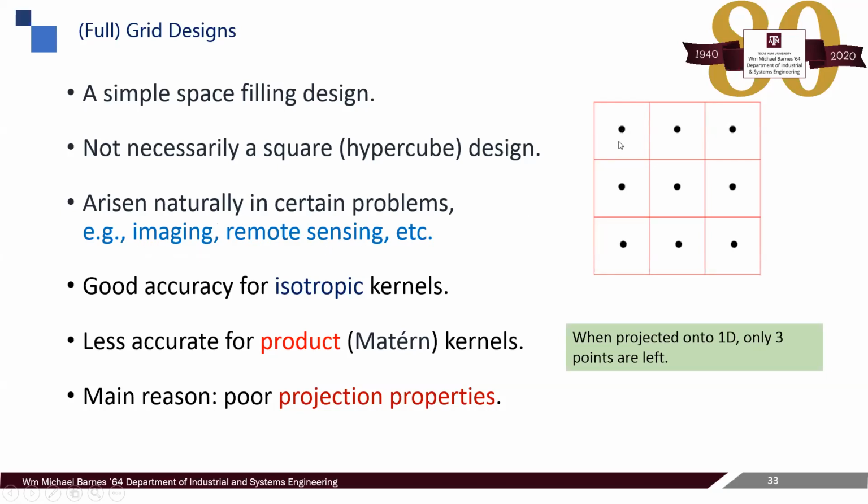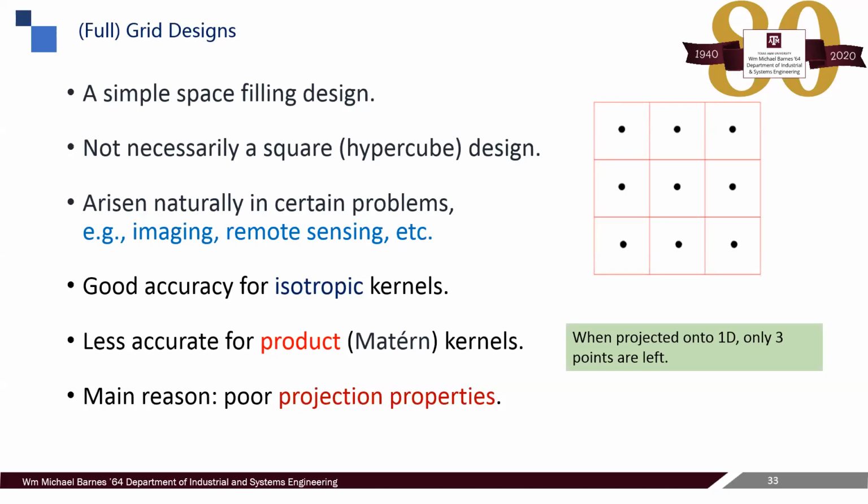So each point represents one pixel. Like remote sensing, of course, also imaging data. So each point is just one location. So I have a matrix of this kind. In those problems, I cannot choose the design, but what I obtain is naturally a grid design. Those designs are good for isotropic kernels because for isotropic kernels, the accuracy only depends on the geometric things I have shown on the previous slide, the two distances.